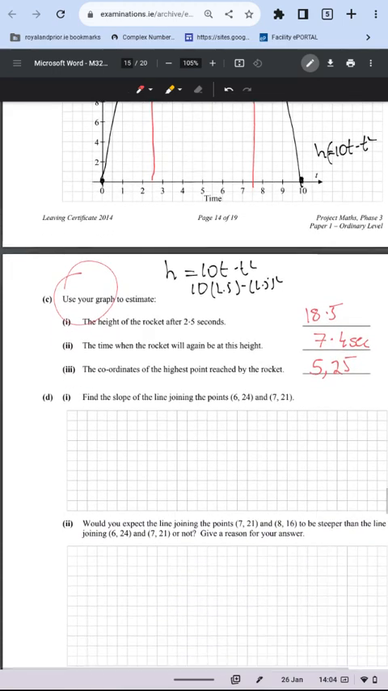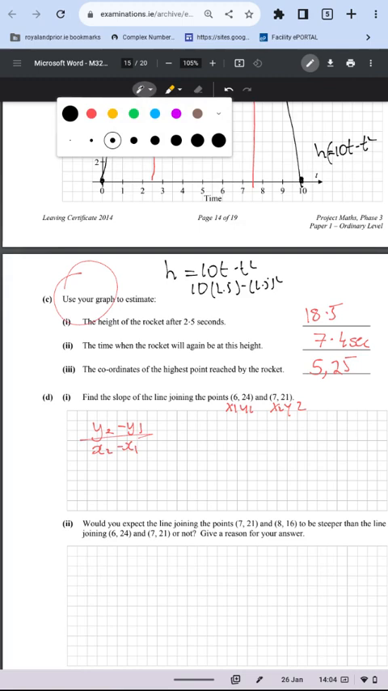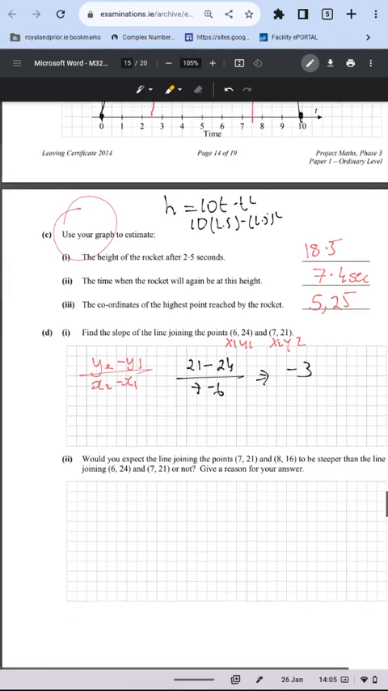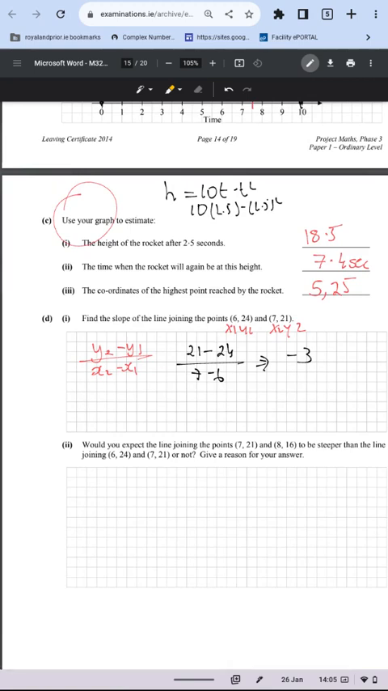Find the slope of the line here. So when we're given 2 points, label them x1, y1, x2, y2. Nice slope formula: y2 minus y1 over x2 minus x1. And we're going to sub it in. So 21 minus 24 over 7 minus 6, giving you a slope of minus 3, which means it's going downhill. Would you expect the points 7, 21 and 8, 16 to be steeper than those points? I would just find the slope and then see. So find the slope between them.